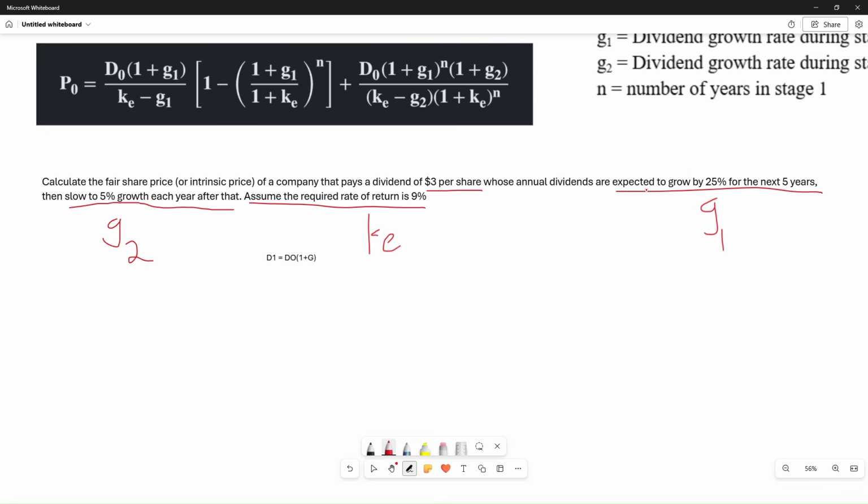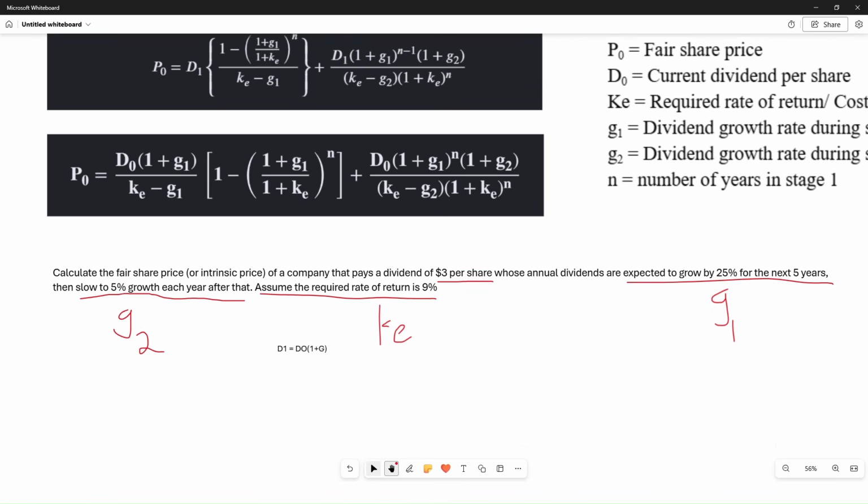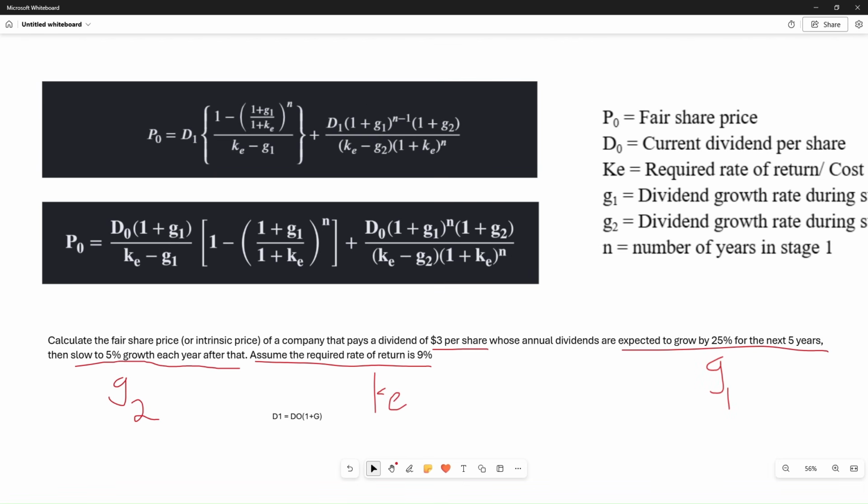If you want to use the first one, which is D1, you need to actually get D1 using D naught, because we were given D naught. So you do D naught (1 plus G) if you want to use this particular formula. However, because you have D naught given directly, we are going to be sticking with the second formula.